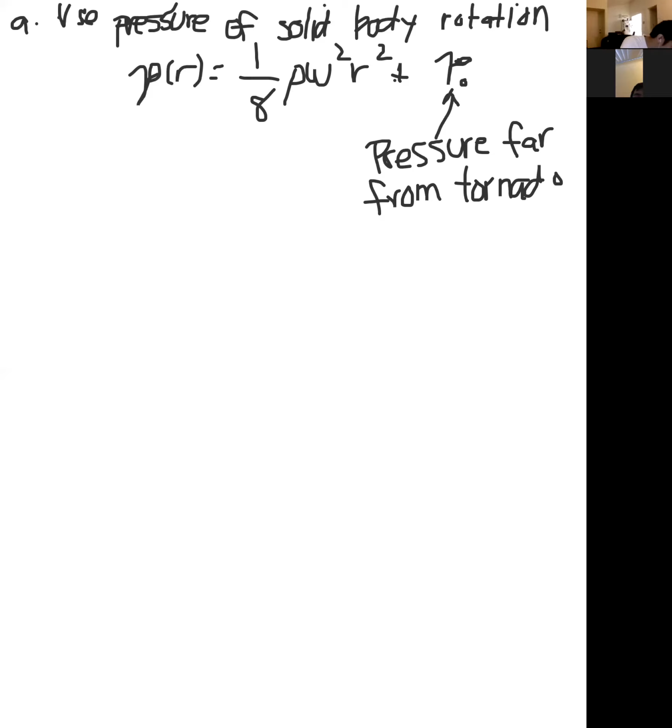If we evaluate this at R equal to DC over 2, then we know exactly what that pressure is, because it's been given to us in the problem. In the problem, they say that the pressure at the edge of the core is equal to PC. So if we evaluate this at DC over 2, we can set this equal to P sub C.